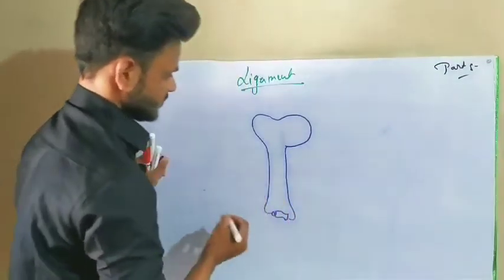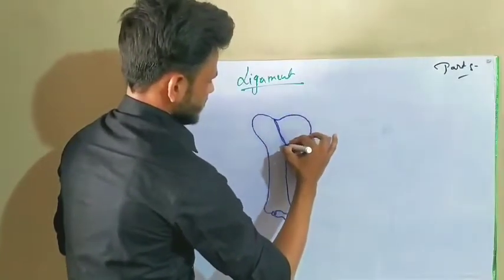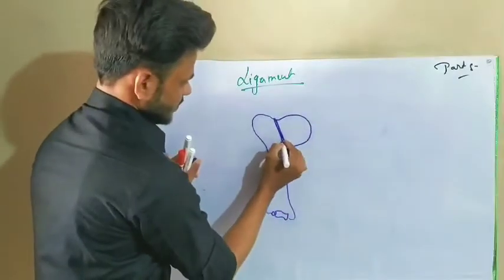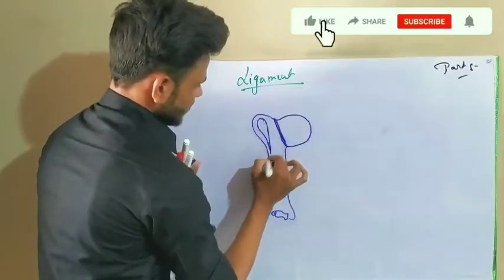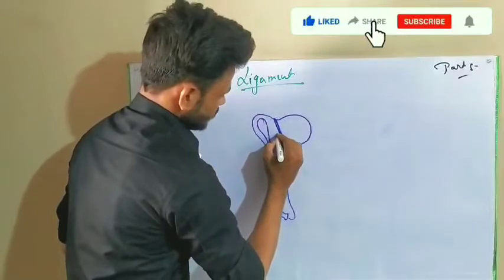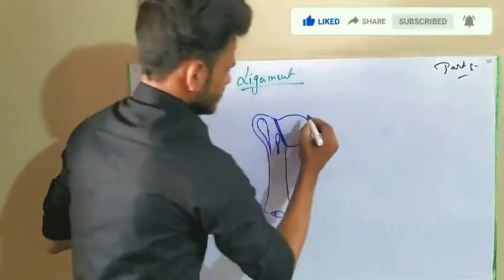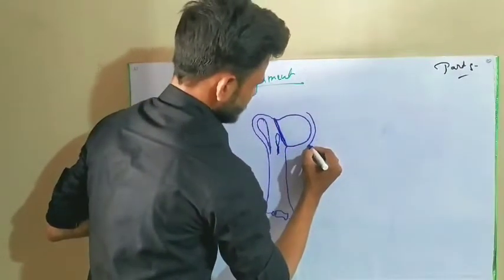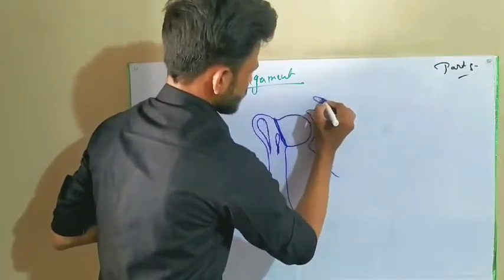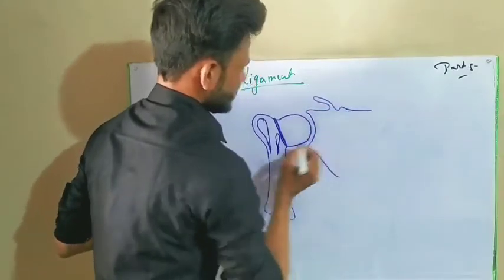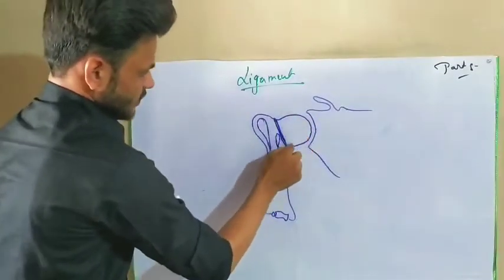This is our humerus, the anterior view. This is our anatomical neck, and there is a tubercle which is greater, called the greater tubercle, and there is also one tubercle which is lesser, called the lesser tubercle. This is our glenoid cavity of the scapula. This is the head of the humerus.